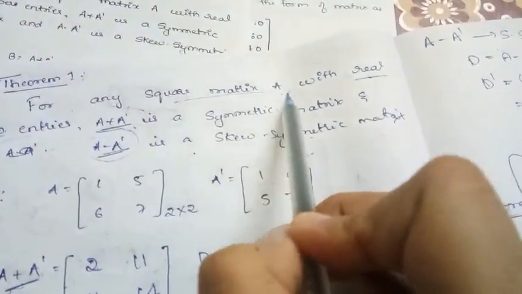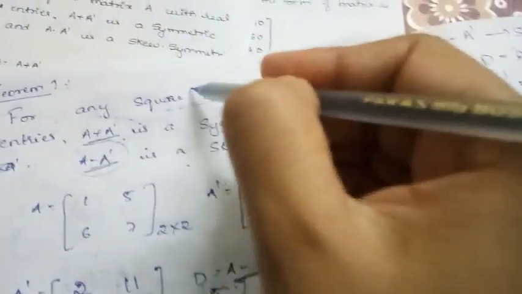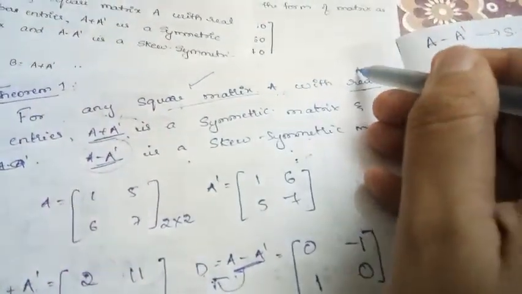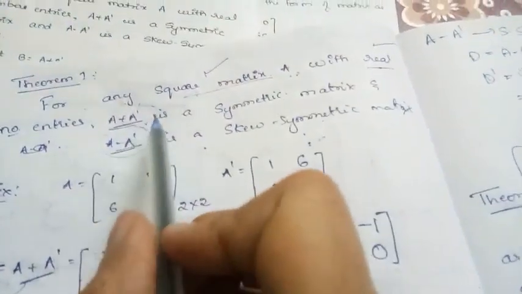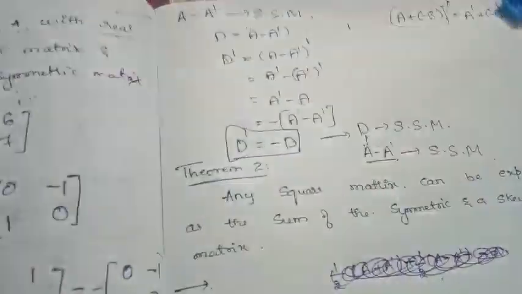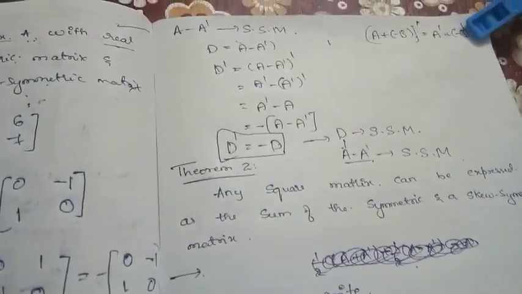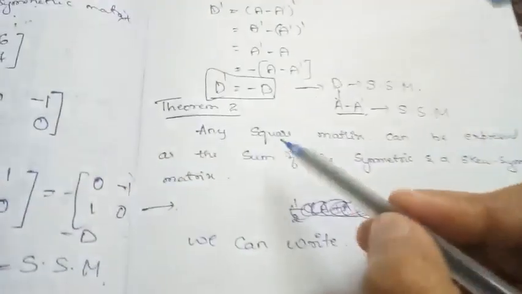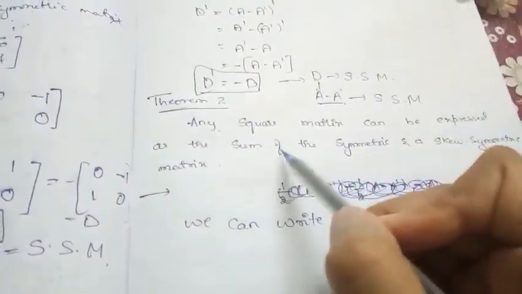So in the first theorem, for a matrix A, it should be a square matrix and the entries must be real numbers. In that case, these two hold, that is A plus A transpose is symmetric and A minus A transpose is a skew symmetric matrix. Now next is theorem 2. What is theorem 2 saying? Any square matrix can be expressed as the sum of a symmetric and a skew symmetric matrix.